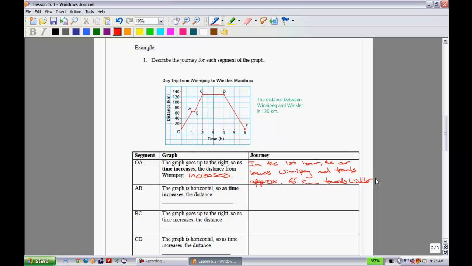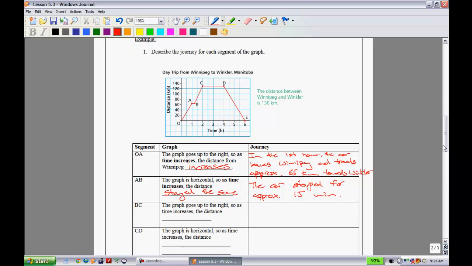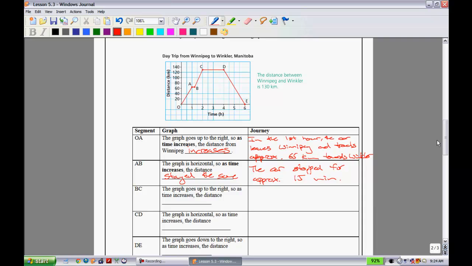Okay, so we've dealt with O to A. Now, A to B is kind of interesting, because if you look, they really didn't travel at all, but some time elapsed. So what do we think happened there? Well, the graph is horizontal, so as time increases, the distance stayed the same. And so we can say that the car stopped for what looks to be half of a half hour, so approximately 15 minutes. They might have had to go to the restrooms, might have stopped for a bite to eat, who knows what the scenario was.